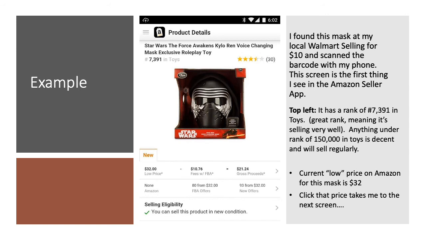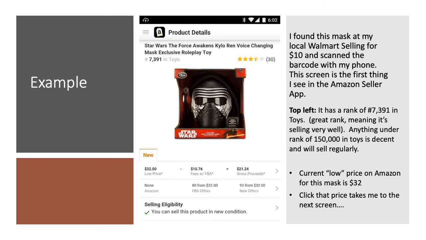Now, here's an example, and this is quite a while ago when I used to do retail arbitrage myself. At that time, Star Wars masks were doing really well on Amazon. Now you'll find Star Wars as a restricted brand as a new seller, but just use this as a simplistic example. I went out into a Walmart and I found this Kylo Ren mask. I scanned the barcode, and it showed me that the low price, which is the buy box price on Amazon in the US, was $32. So what I needed to do was figure out what my profit was going to be if I was to buy this item, which was selling for $10 in Walmart.